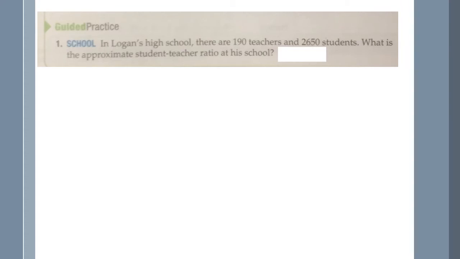So what'd you get for your final answer? Well, let's do it. So there were 190 teachers and 2,650 students. They tell us that the ratio is student to teacher, so we need to make it students over teachers. Now you take your calculator, 2,650 divided by 190. That comes out to approximately 13.95.